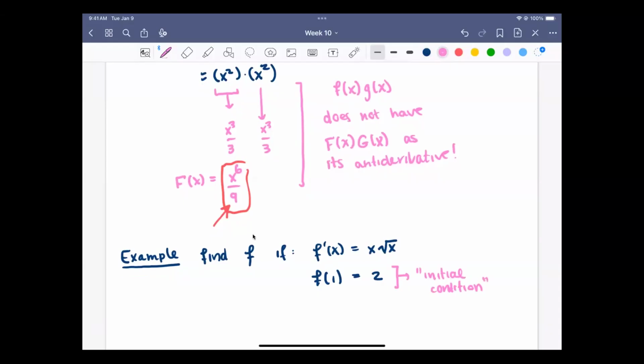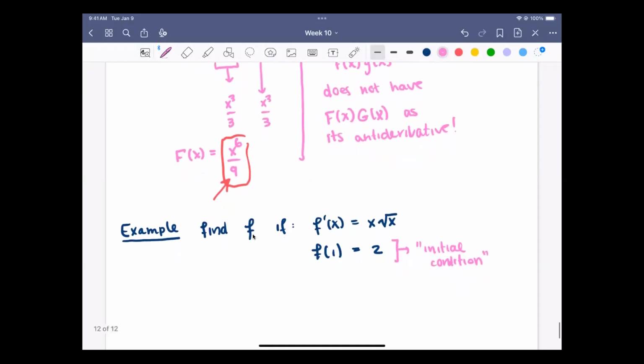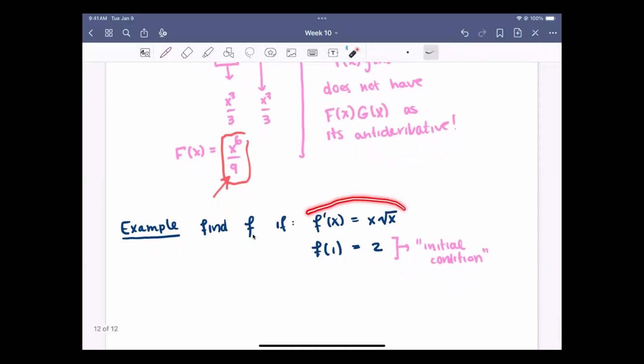So, okay, how can we find the antiderivative of this?